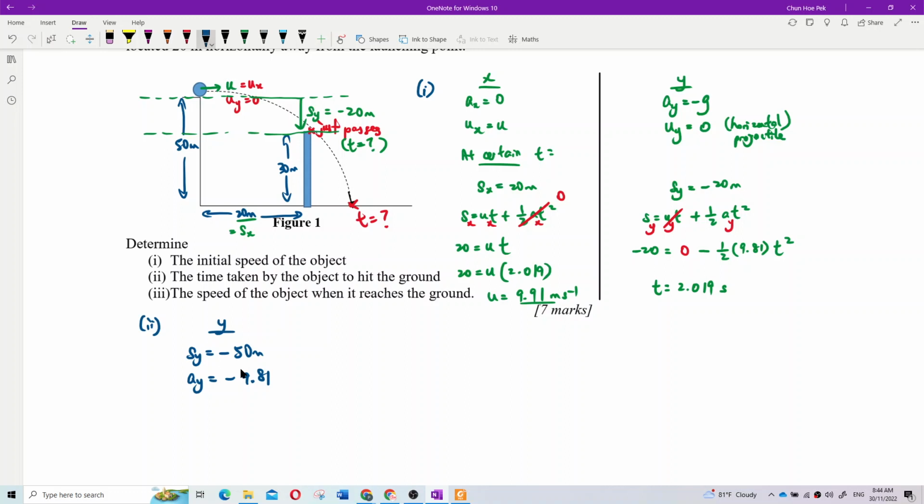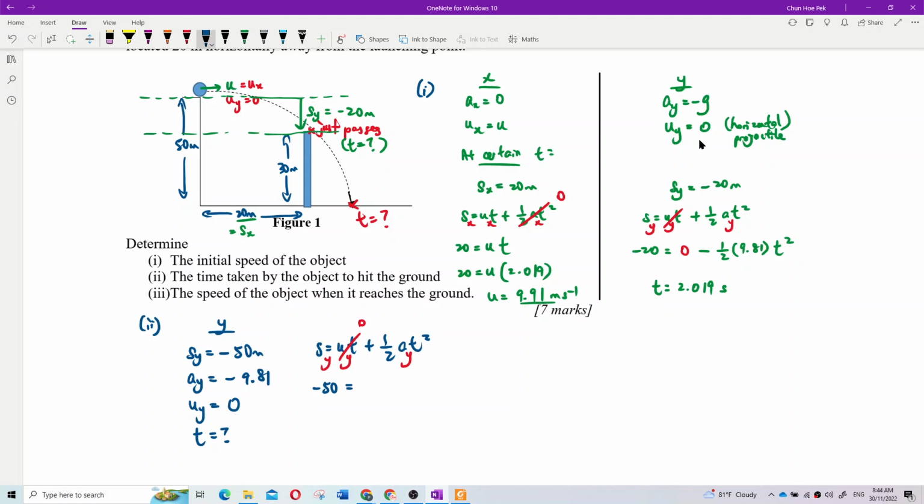And then what is the initial velocity? Horizontal projectile again, so the vertical initial velocity is zero. Find the time, very easy. So also use the formula s equals ut plus half at square. Be careful, remember, all these are y components. So this one is negative 50, and then uy is 0.